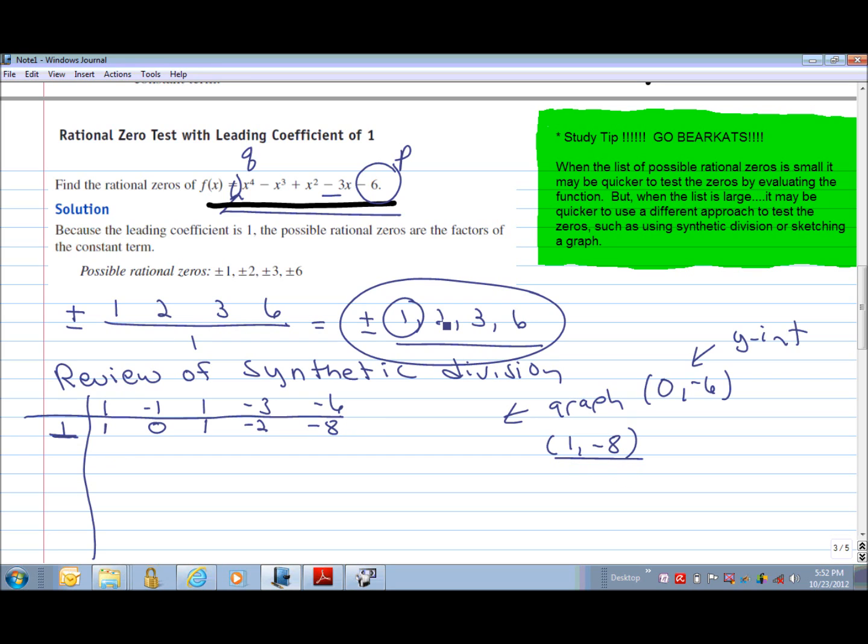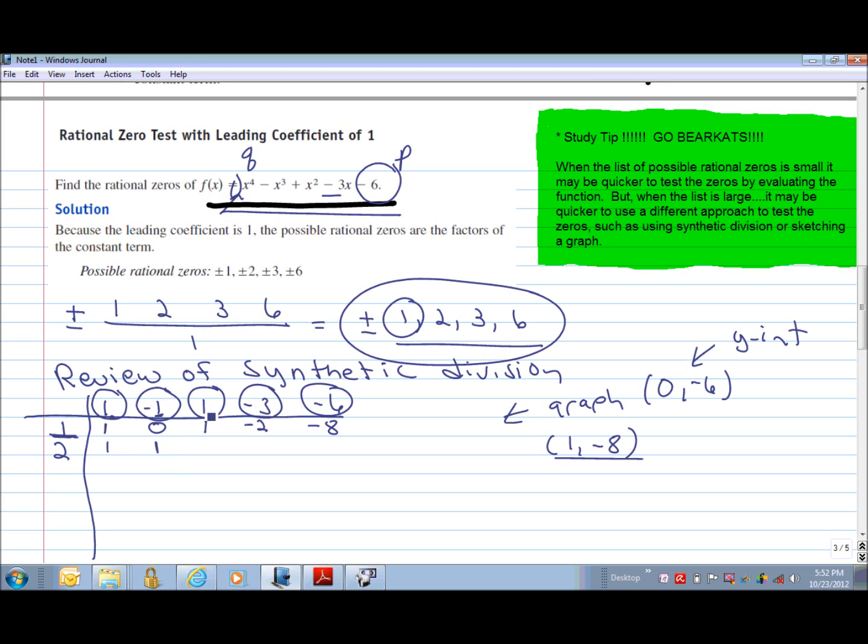So next, I'm going to try 2, because 1 didn't work. I'm always going to go back right now and use these values. So I circle them to help me keep that straight. I bring down this 1 right here. 1 times 2 is 2. 2 and negative 1 would be positive 1.